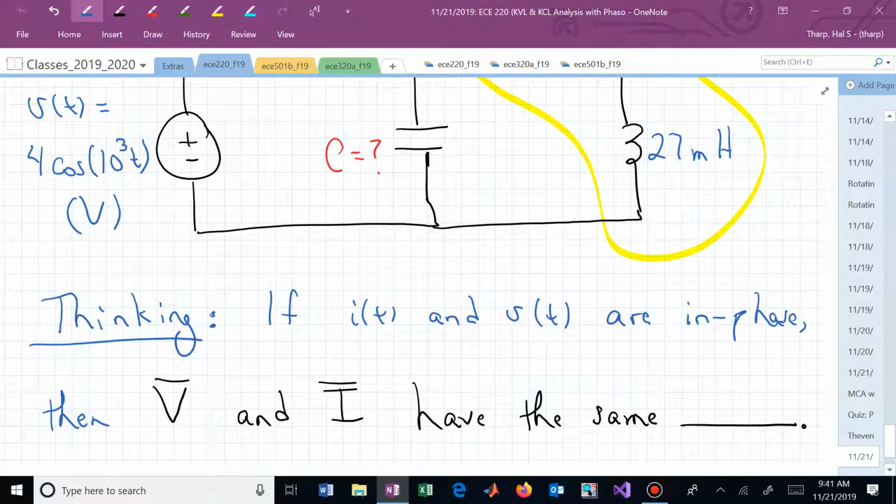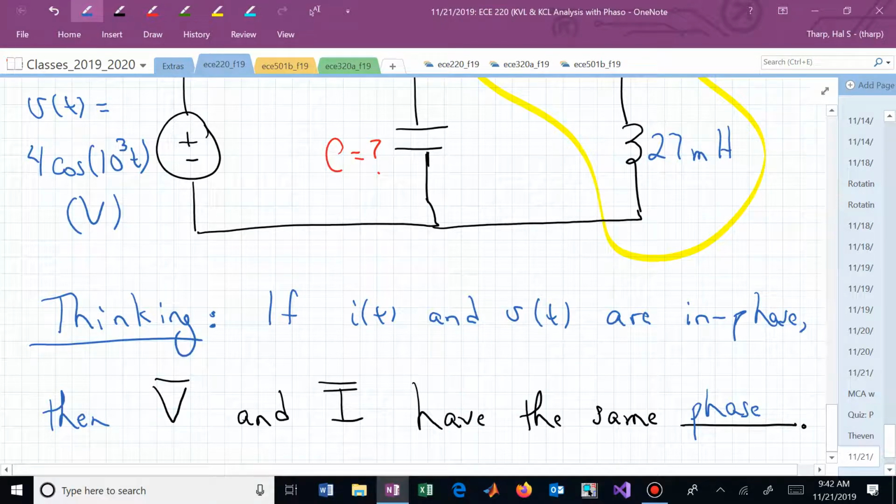Our phasors then, V and I, have to have the same angle or phase. So if V bar was V at an angle of theta, then I bar needs to be some magnitude I at the same angle theta, in order for little i and little v, the time domain sinusoids, to be aligned or in phase.